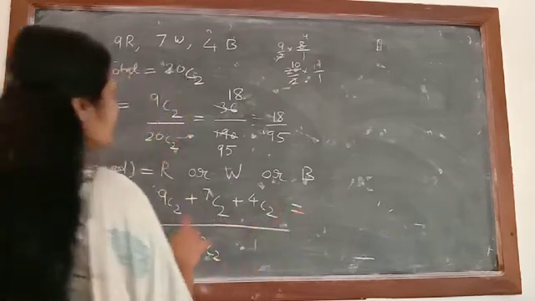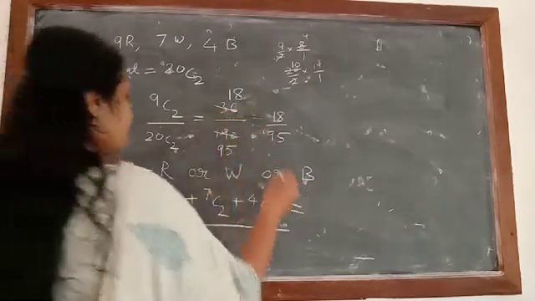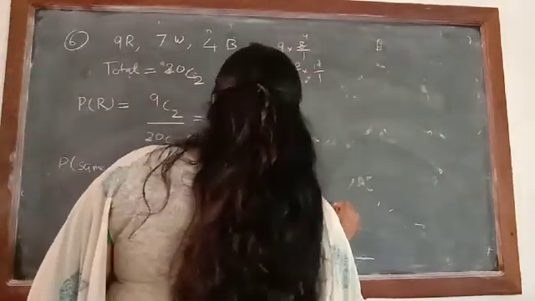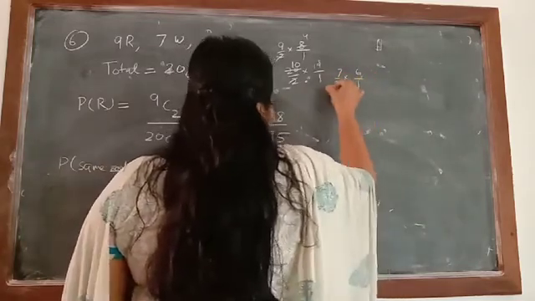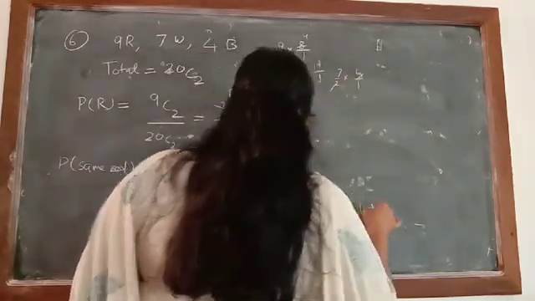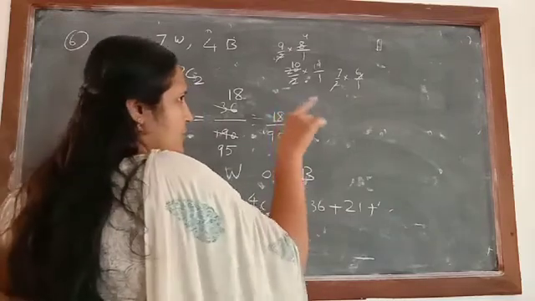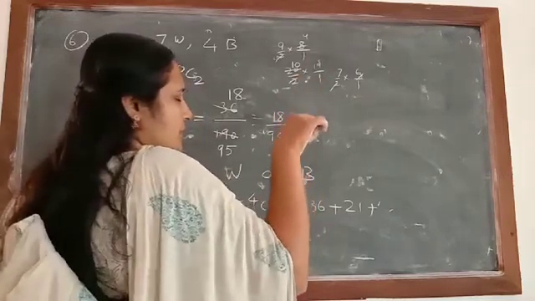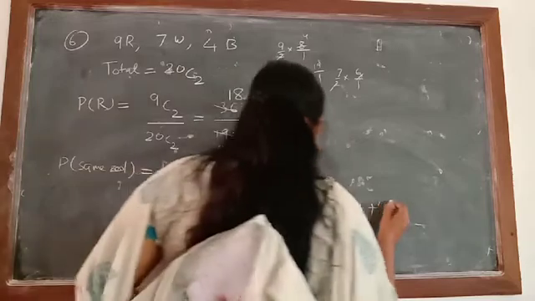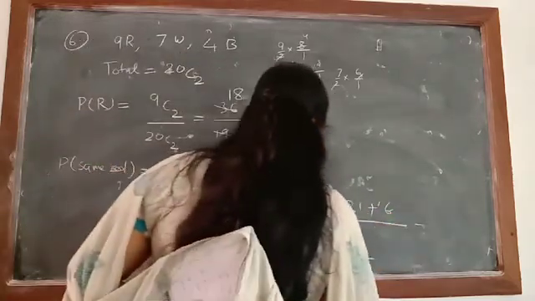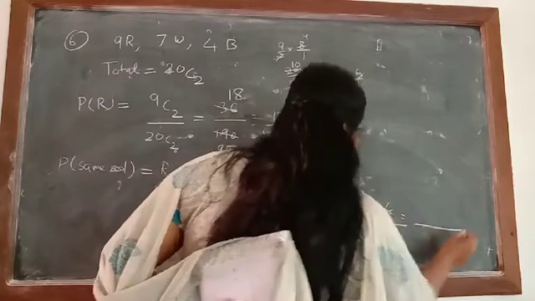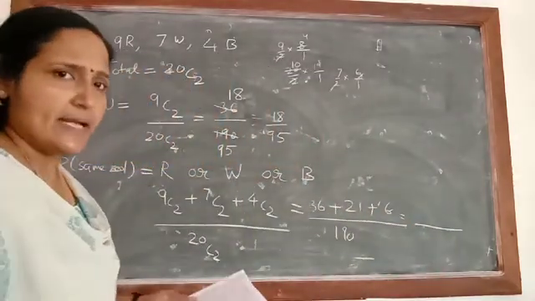20C2. 9C2, just now we have calculated. 9C2 is 36 plus 7C2, how much will come? 7 by 2 into 6 by 1, so it will be equal to 21. 4C2, 4 by 2 into 3 by 1, so 2 2s are 4, so it will be equal to 6 by 20C2 we have calculated 190. So you can do the addition and write down the answer there.